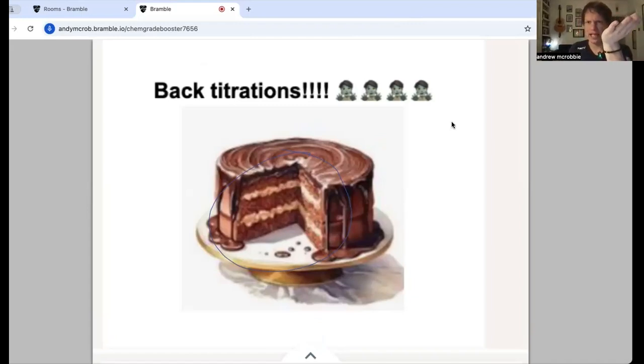Yeah, so moles is like the cake. If you look at the moles at the end, you know how much has reacted. And that's what we're doing in back titrations, okay? So think of that cake analogy.